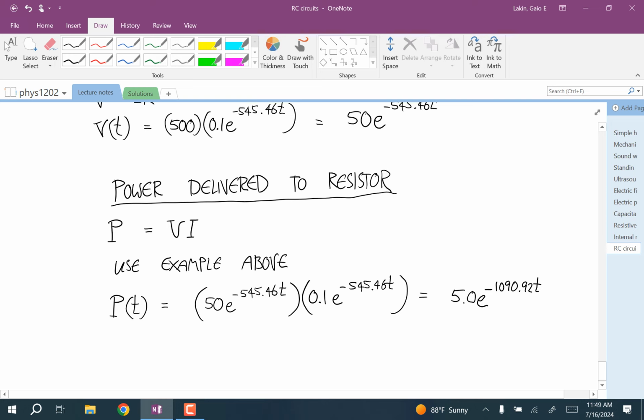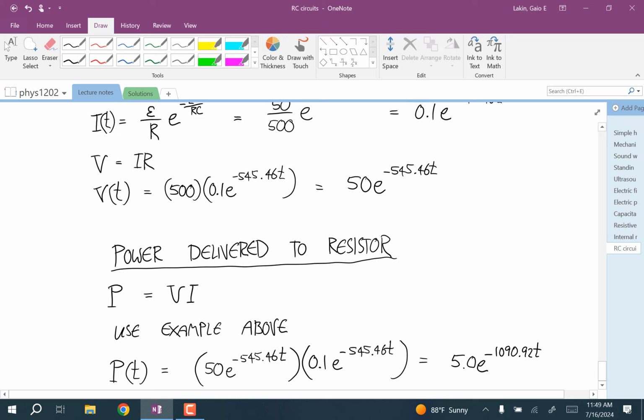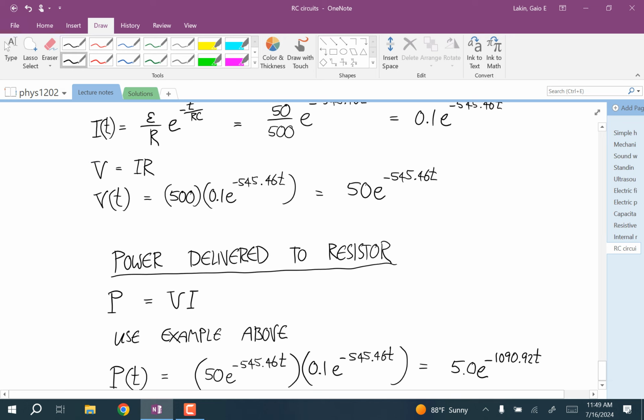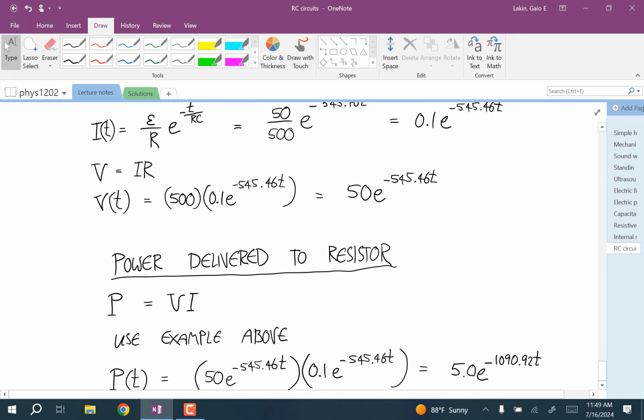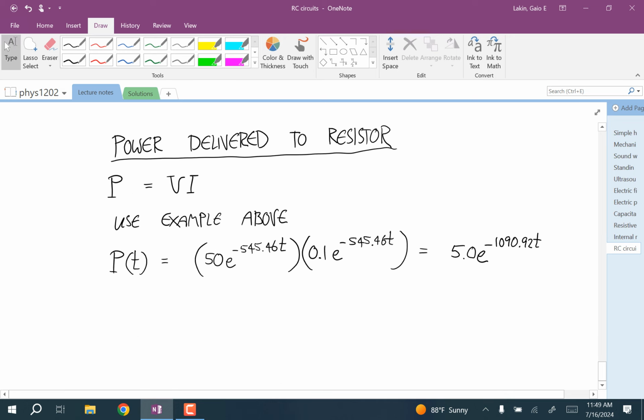Or it would be easier if you were just asked to calculate the power at some instant in time. Then you'd plug in, say we wanted to know at time 2 seconds, we plug in 2 for t, calculate the single value for the current, the single value for the voltage, and then use this equation to get just a single value of the power. The units of power are joules per second. And so the SI units are joules per second, and that's given its own name, watts.